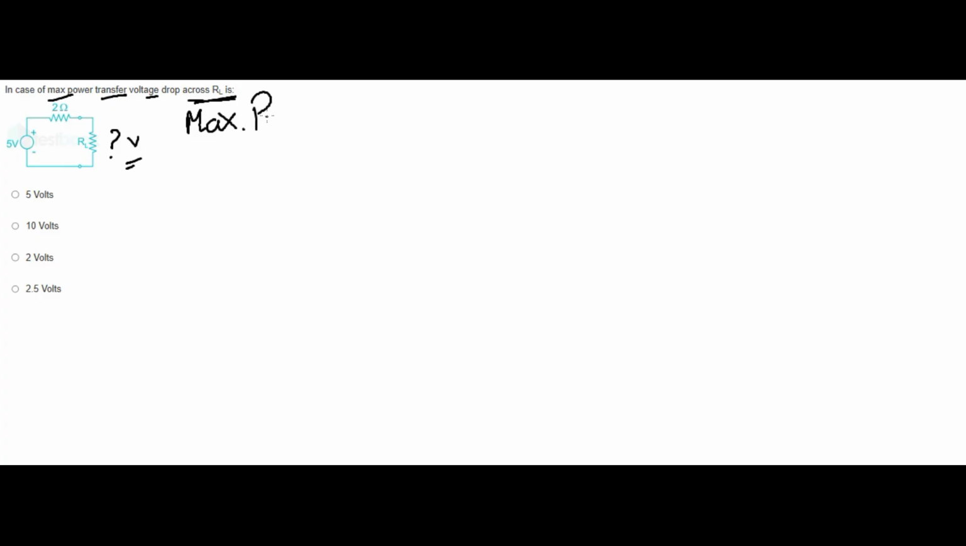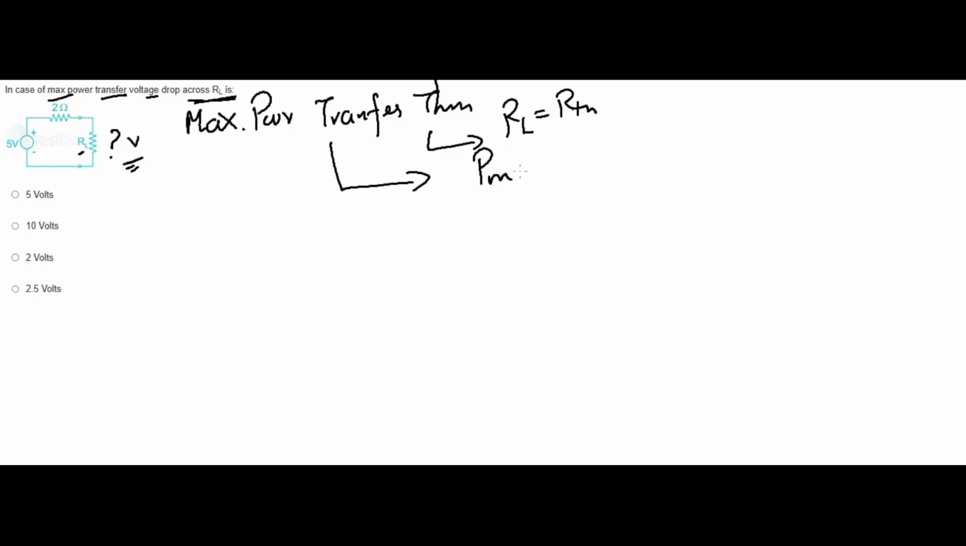Okay, so the maximum power transfer theorem you have to consider. In that theorem, the load resistance RL should be equal to the Thevenin resistance. So for this you have to take RL equal to R Thevenin. And for this maximum power, you know P maximum. This is the rule actually.